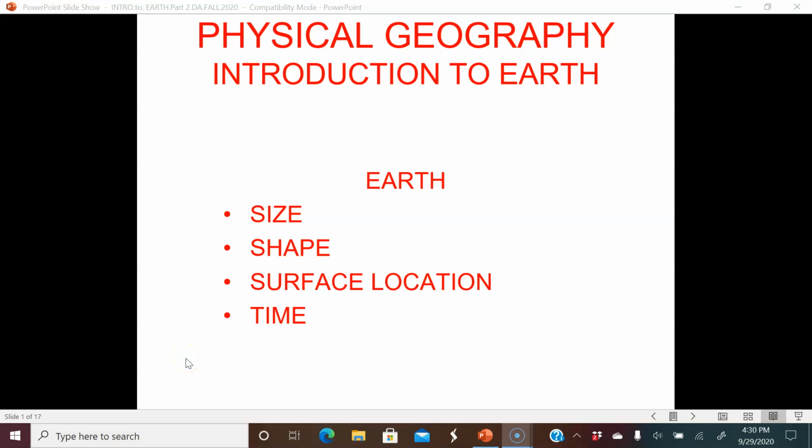This is the second session for the Introduction to Physical Geography, Introduction to the Earth. In this session, we will take a look at the planet Earth, the size, the shape, surface location, and briefly, time.